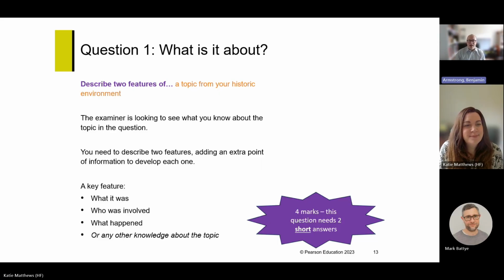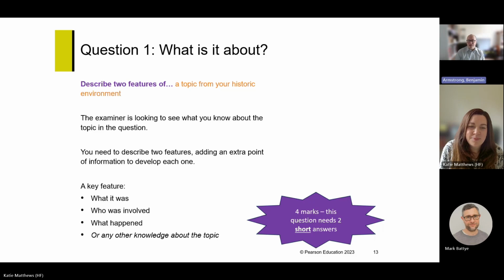So the opening question on the exam is describe 2 features of, and then it will name a topic from your historic environment. This question is a great opening question, and it's a good way to calm down and focus in the exam, because the examiner is simply looking to see what you know about the topic in the question. You need to describe 2 features of the topic, adding an extra point of information to develop each of the ones you've selected. So the examiner really is looking for your knowledge about the topic. It's a chance to show what you've revised or remembered about that particular topic.